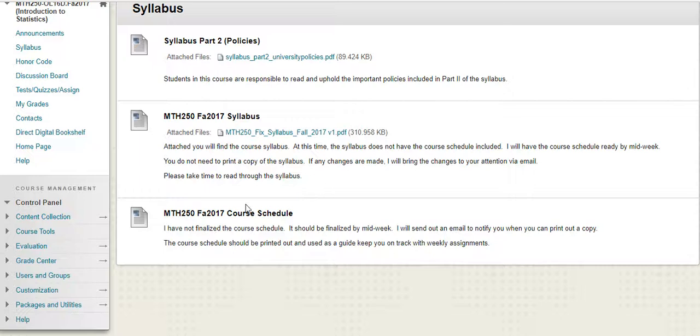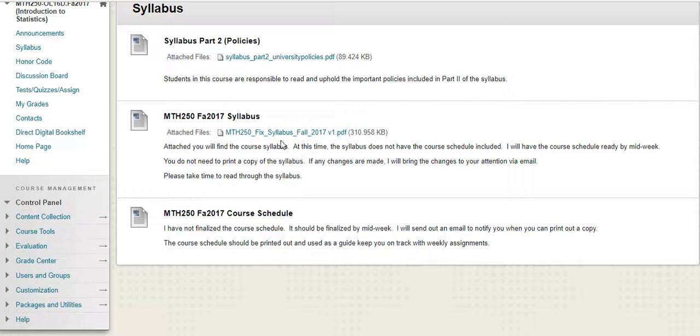You can see here the keyword is the course schedule, and the course schedule will also be attached to the syllabus, but you don't need to print the syllabus out. You do need the course schedule, and I'm finalizing that, sorting through dates and making sure everything fits well into the semester. Once I have that finalized, I'll send out an email and remind you to go and print it out. But that's your Bible. That's what you're going to see for, hey, this is what's due this week. This is what I need to take care of.